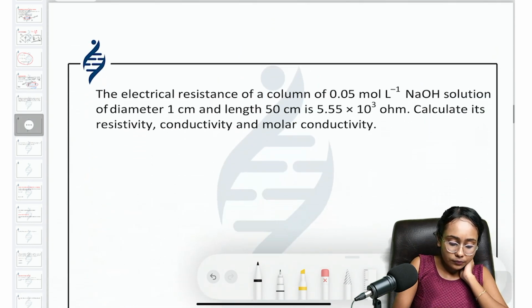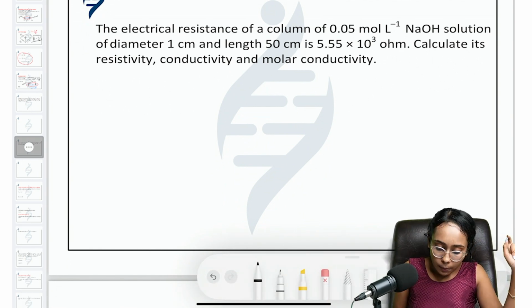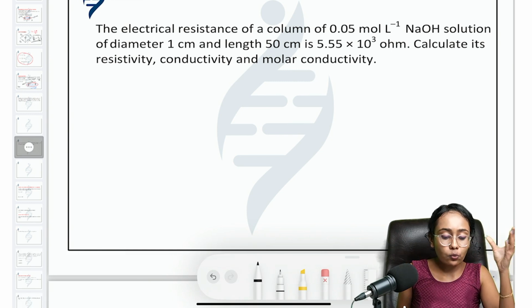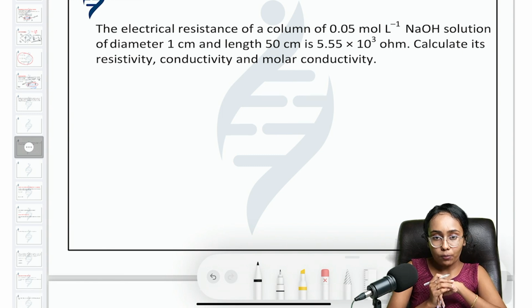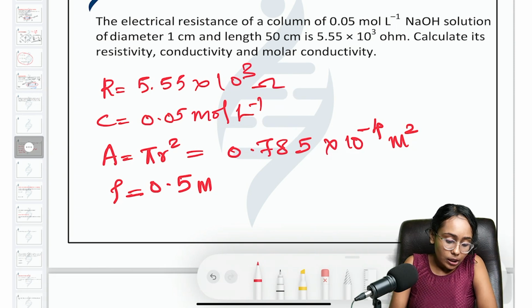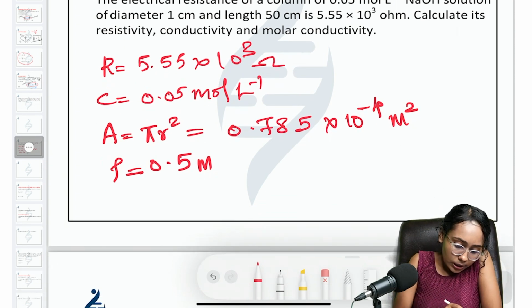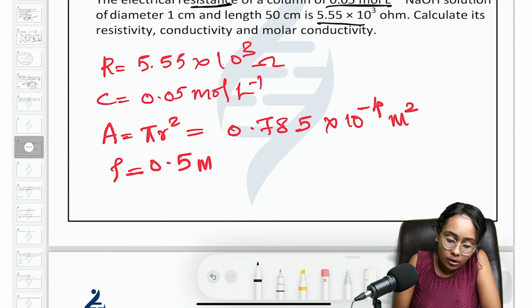Now, we are moving to another question. The electrical resistance of a column of 0.05 mol per liter NaOH solution of diameter 1 centimeter and length 50 centimeter is 5.55 into 10 raised to 3 ohm. You are asked to calculate the resistivity, conductivity and molar conductivity. The values given here are the resistance, 5.55 into 10 raised to 3 ohm, and the concentration C equal to 0.05 mol per liter.